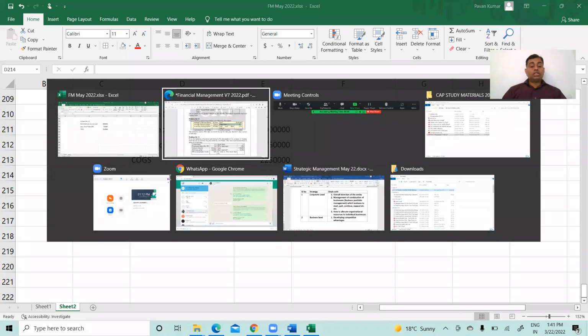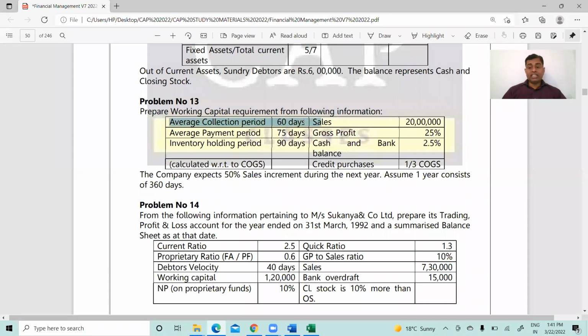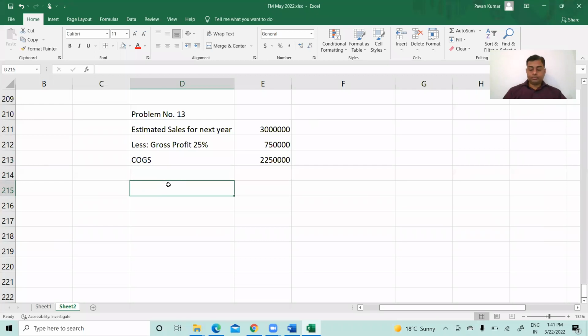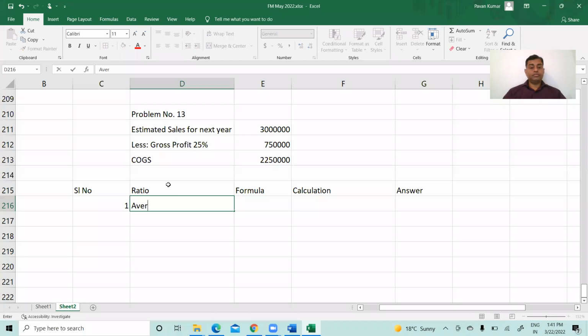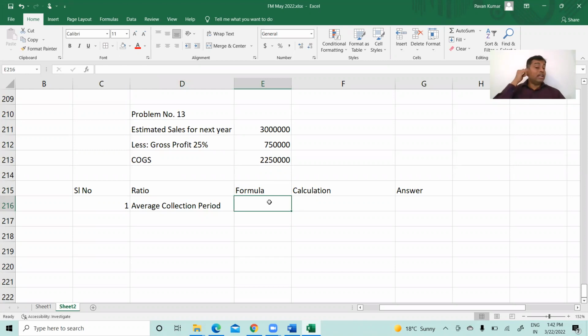Okay. So average collection period 60 days. Now tell me: serial number, ratio, formula, calculation, answer. Serial number 1, first ratio, they are saying average collection period 60 days. You tell me the formula. I want to calculate debtors. How can debtors be calculated? Can I say debtors is equal to sales into average collection period divided by 360?